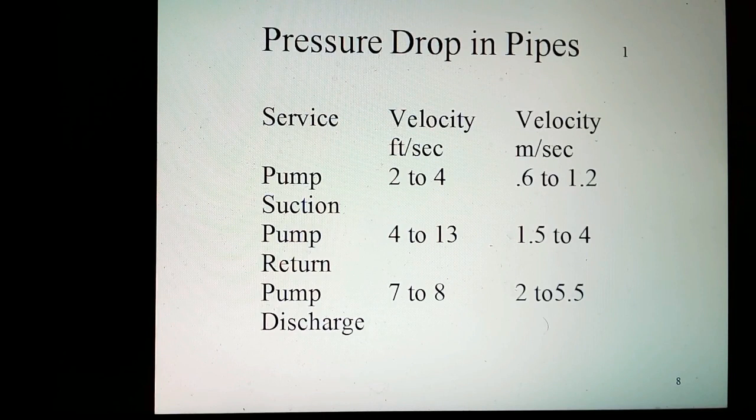Velocity of fluids in pipeline is as follows. Pump suction line, 2 to 4 feet per second or 0.6 to 1.2 meters per second. Pump return line, 4 to 13 feet per second or 1.5 to 4 meters per second. Pump discharge line, 7 to 18 feet per second or 2 to 5.5 meters per second.